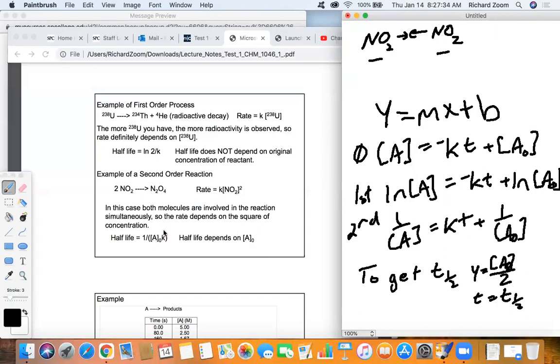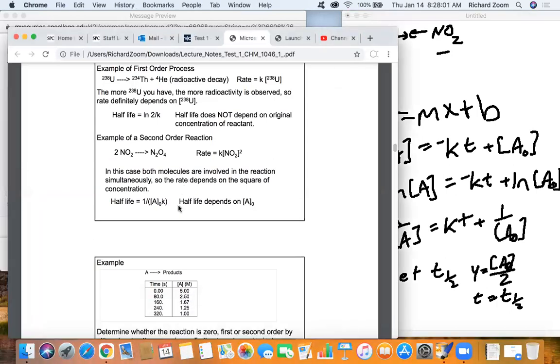The half-life would be 1 over A0 times K. And the half-life here does depend on the initial amount, whereas it didn't in the case of the first order process. You'll notice there's no A0 here at all in the half-life for the first order. There is A0 in the half-life for the zero order and the second order. All right, does anybody have any questions so far?